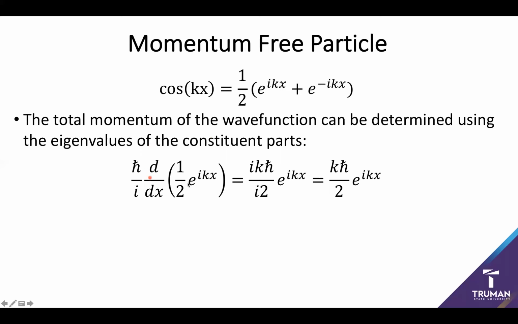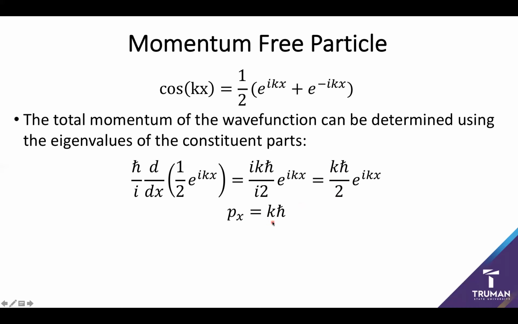When I go ahead and do that to the positive portion, I end up generating ik h bar over i2. The ik comes from the derivative, and then h bar already was there. So this simplifies to kh bar over 2, and as a reminder, k is related to the de Broglie wavelength. But this actually gives us the momentum of the system.